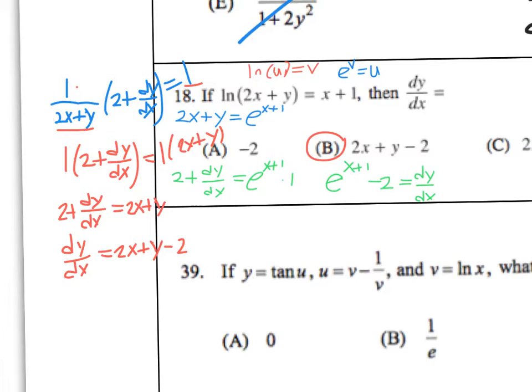Okay, and just as a side note, you may happen to notice that e to the x plus 1 is equal to 2x plus y. And if you happen to notice that here, you could have substituted that in and not have to do this a different way. That's kind of cool.